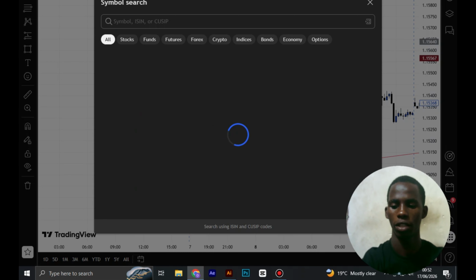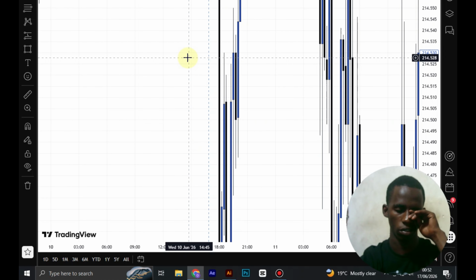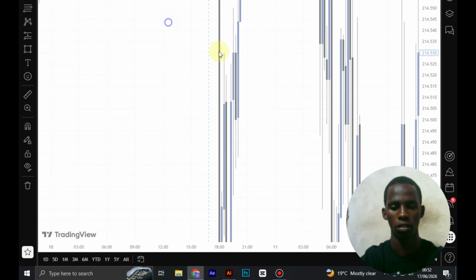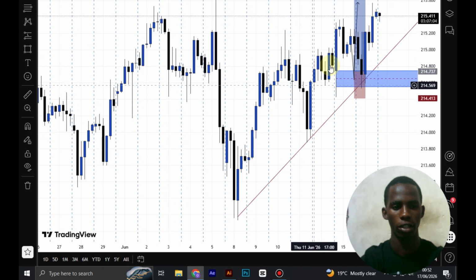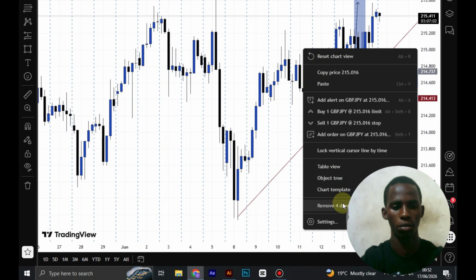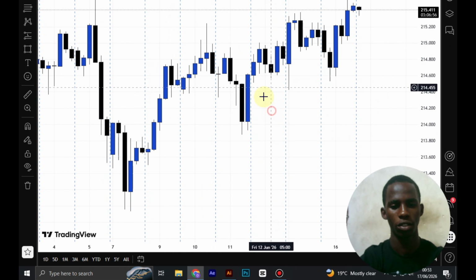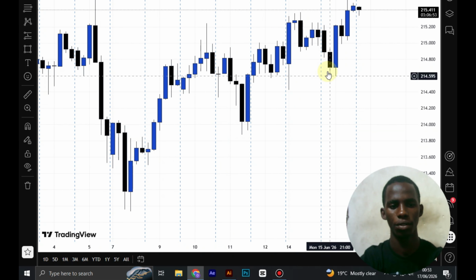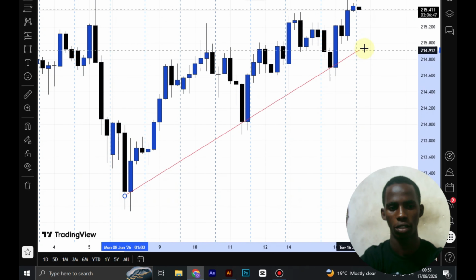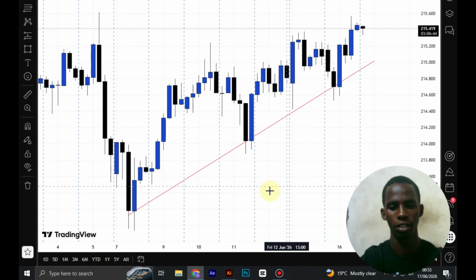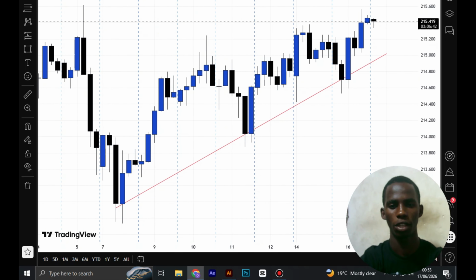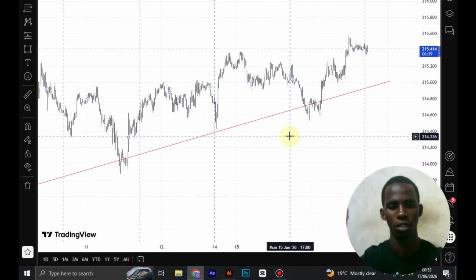Okay, let me try out another pair, like GBP JPY. Right, now this is GBP JPY. So you can look, there are these lows. Okay, I can draw my trend line like this. Alright, now let's zoom into the 15 minutes so that we see the price action that happened there.